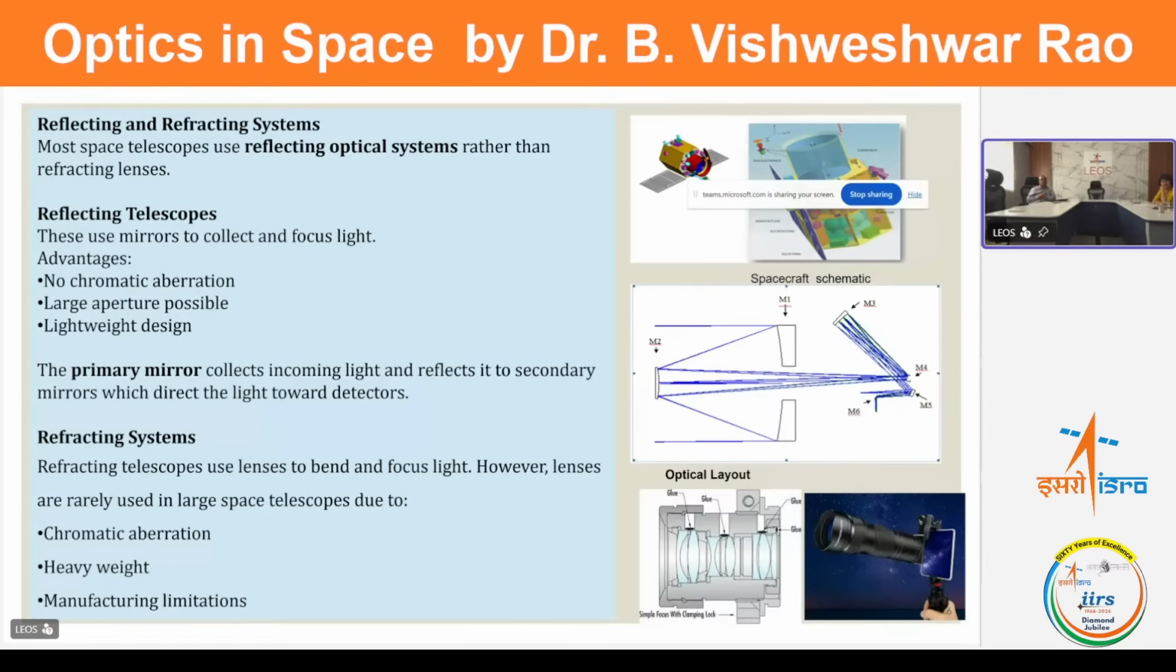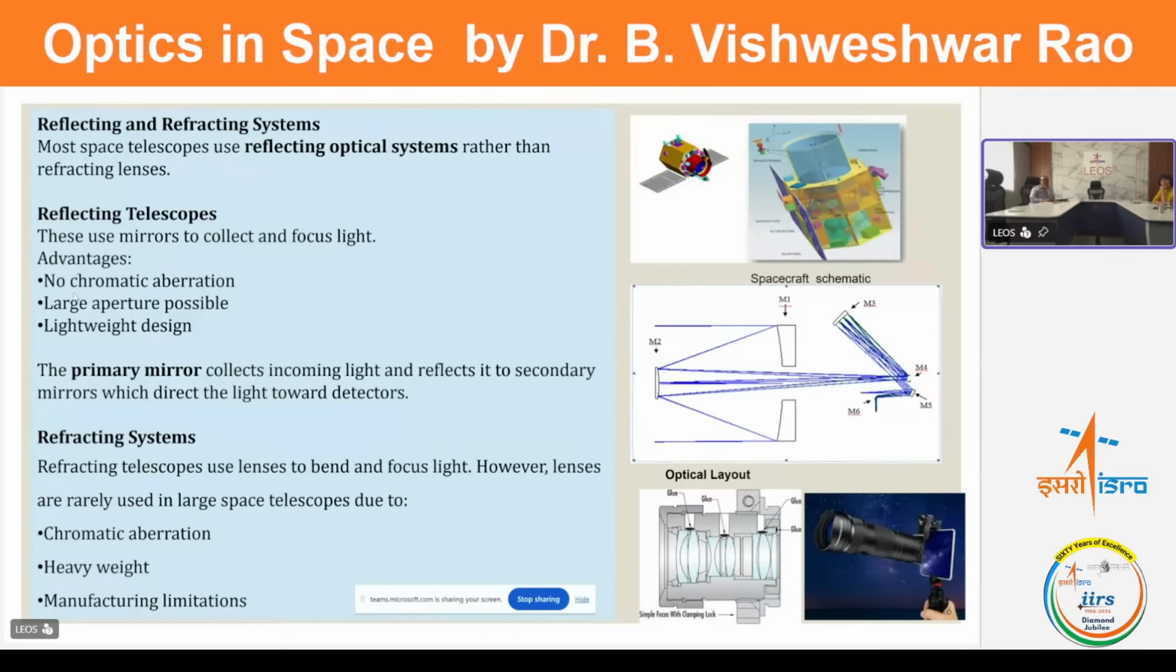Coming to the telescopes, what types of telescopes may we have? Mostly reflective and refractive. Most space telescopes use reflective optical systems rather than refractive lens assemblies, but very few, because it depends upon the application which you are looking at. If you see reflective telescopes, they use mirrors, where the reflecting properties of mirrors are used to collect the light and focus it to the sensors.